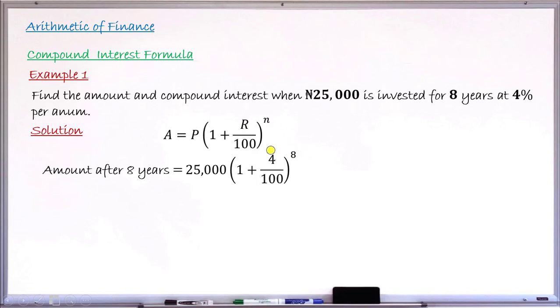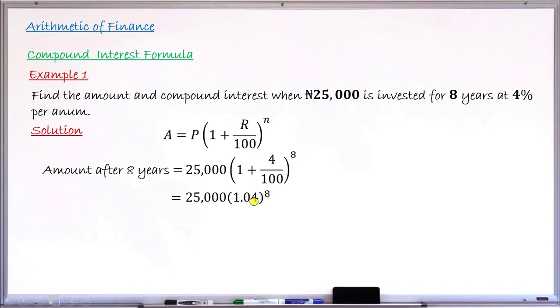So I continue. What I'm going to do next is to divide this 4 by 100 to get the decimal equivalent. Let me do that. I'm going to have my 25,000 multiplied by the bracket, and that bracket, after dividing 4 by 100 to get 0.04, and I added that 0.04 to this 1 to get 1.04. The bracket raised to the power of 8, look at it, I just copied.